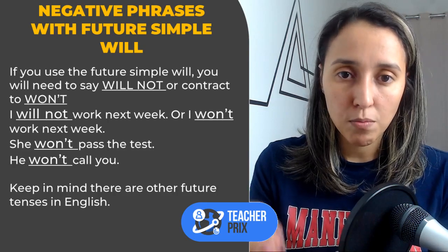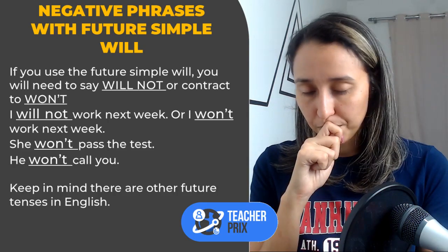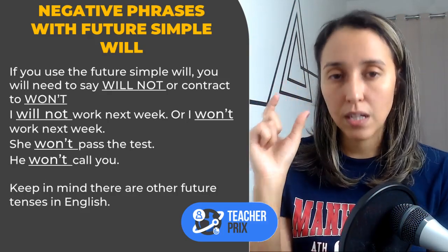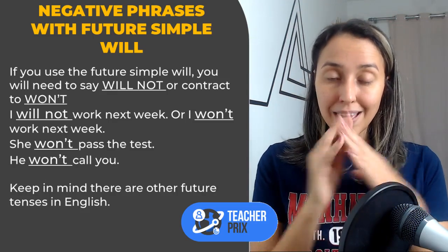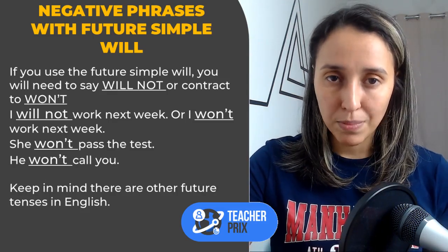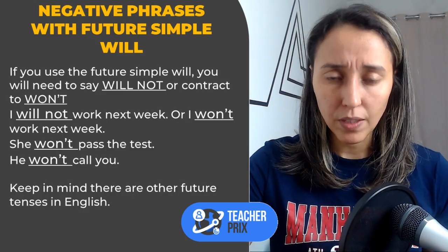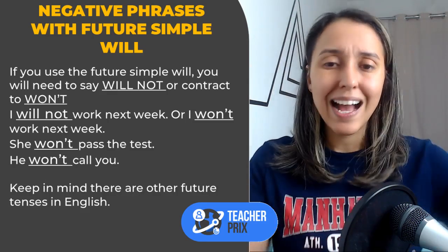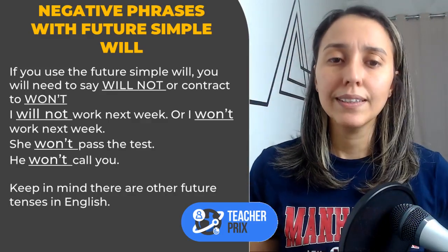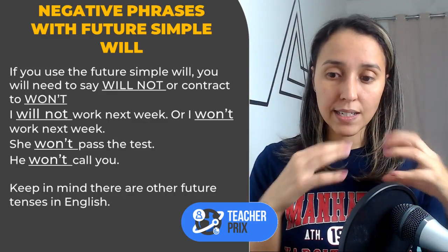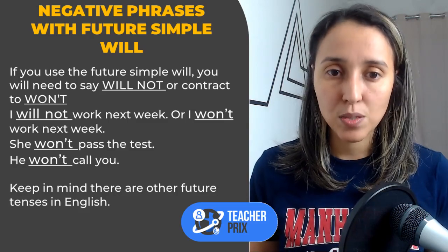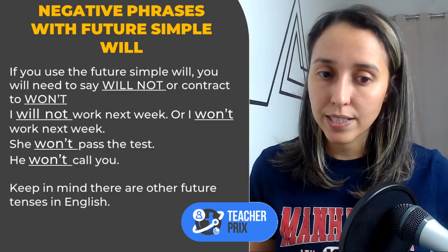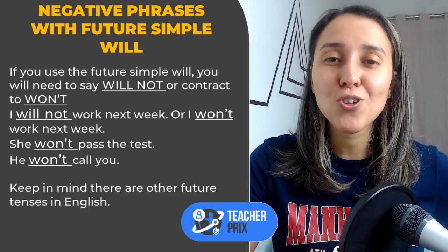The negative form of the future will is will not. So you need will and you need not. And together you can contract and say won't. Okay, repeat, won't. Awesome. So you can say I will not, or you can say I won't. So for example, I will not work next week. Or if you contract, I won't work next week. She won't pass the test, or she will not pass the test. It's your choice, my friend.